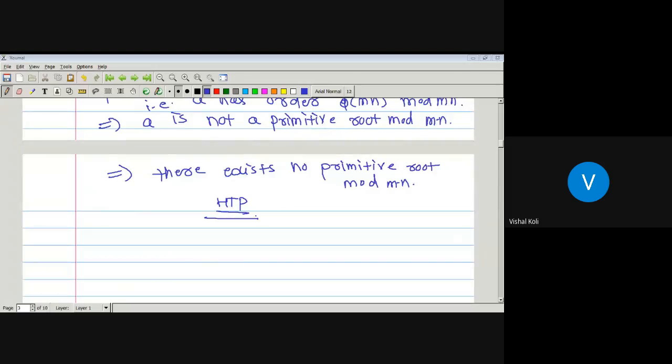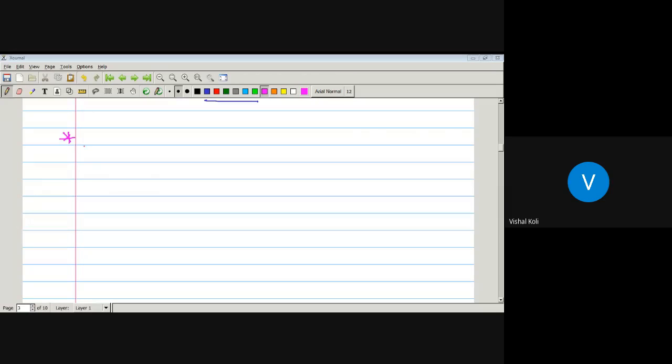And hence, if m and n are two integers which are greater than 2 and which are relatively prime, then there exists no primitive root modulo mn. That is, the product of these two integers m and n. Okay, any doubt? No, sir. Okay, if there is no doubt, then we will see the next result.